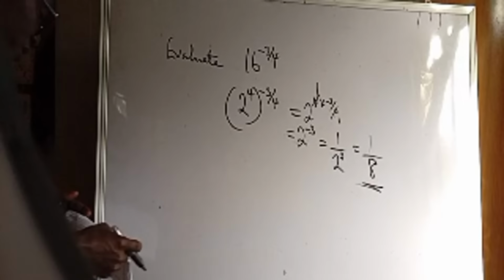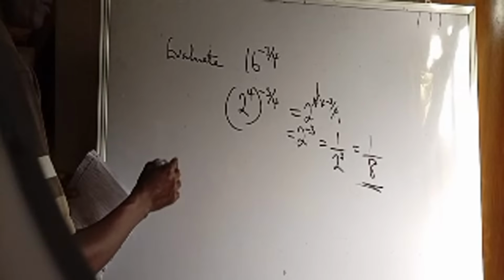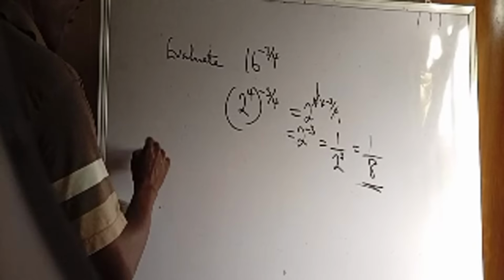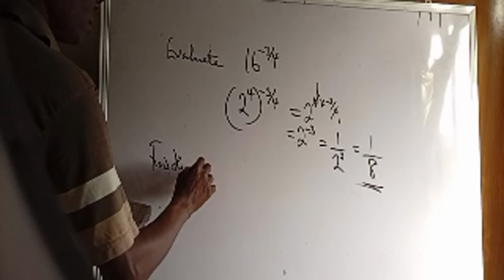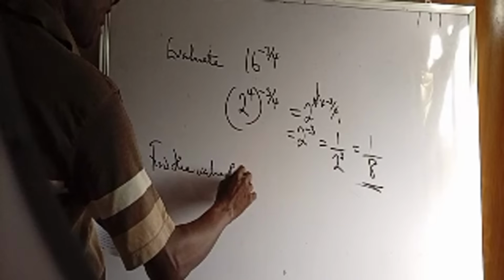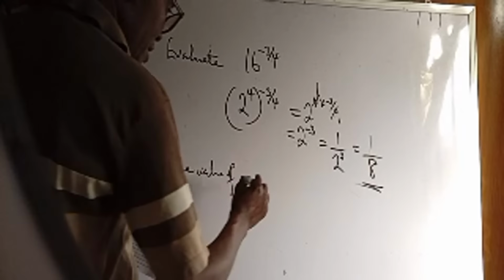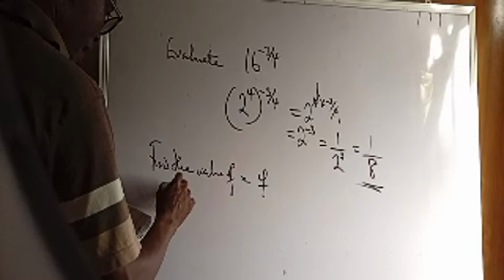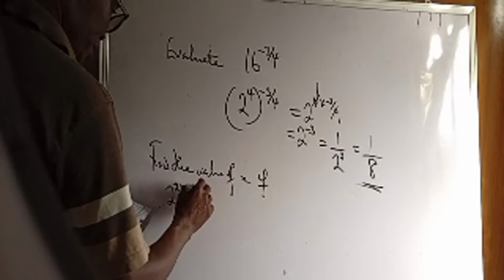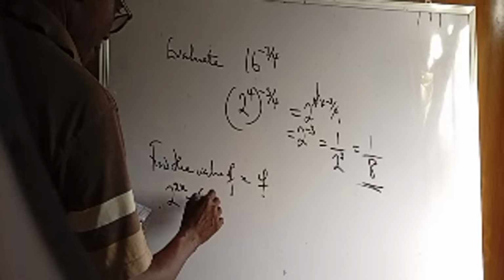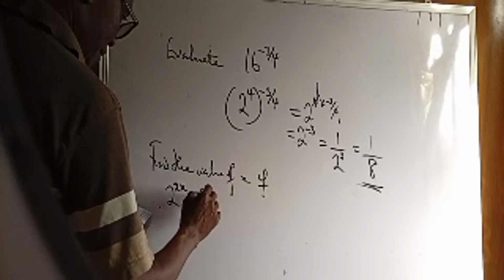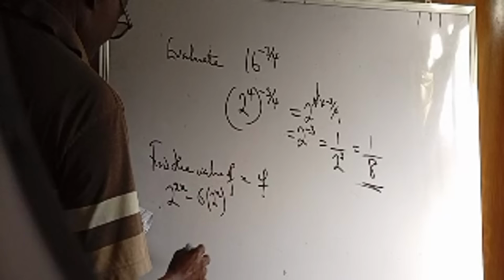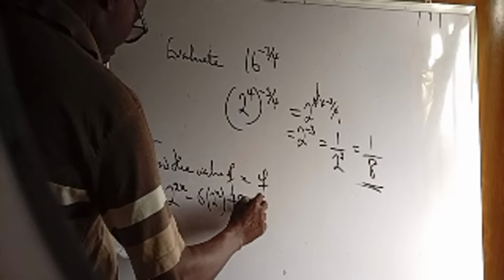Now let's solve this. This is another exponential indicial equation. Find the value of x if 2 raised to power 2x minus 6 raised to power 2x, I think you have this 2x, plus 8 is equal to 0.